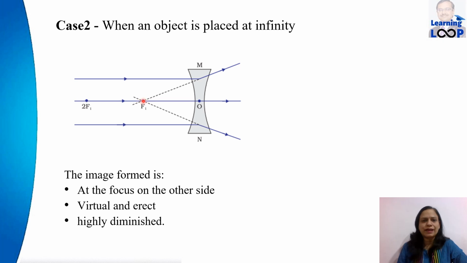It is a virtual and erect image because you see that dotted lines are coming in. The light is not actually traveling to this point, and since it's just a simple point, the image is going to be very, very small. It's a highly diminished image, or a point sized image. That is how we define it.